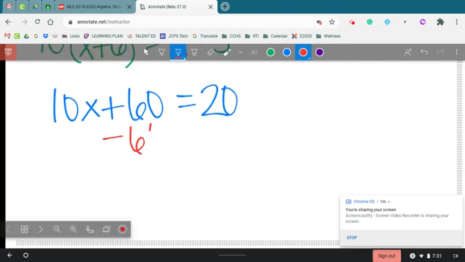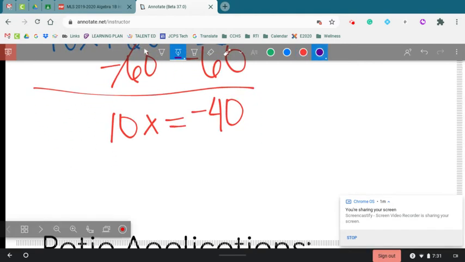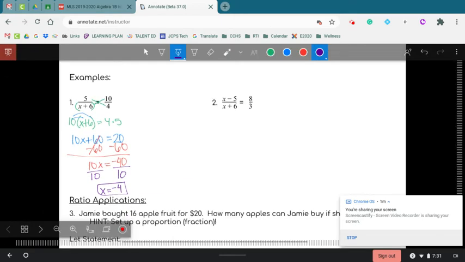Subtract the 60 because it's the opposite of addition, and you have to do it on both sides of your equal sign. You get 10x equals negative 40. And then your last step is to divide by 10. So you'll get x equals negative 4. And that's my answer.